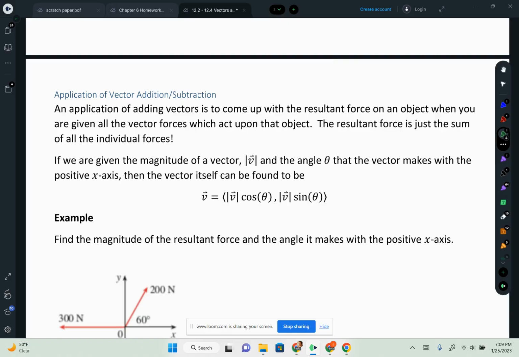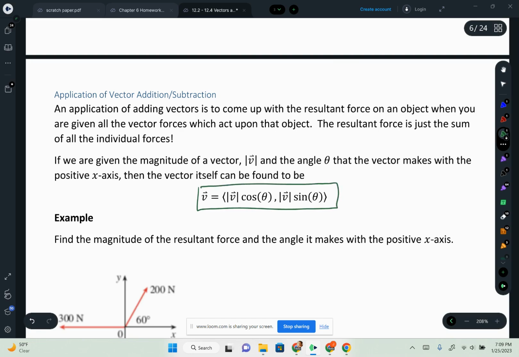But this next little blurb talks about how sometimes we're given a situation where all we know is the magnitude of the vector and the angle that the vector makes with the positive x-axis. And if you don't know this next equation, you don't even know what to do. But it turns out if you need to come up with the components of a vector, and you only know the magnitude and the angle, you can. So for example, our vector is v, and its x component is the magnitude of v times the cosine of the angle. Its y component is the magnitude of v times sine of the angle.